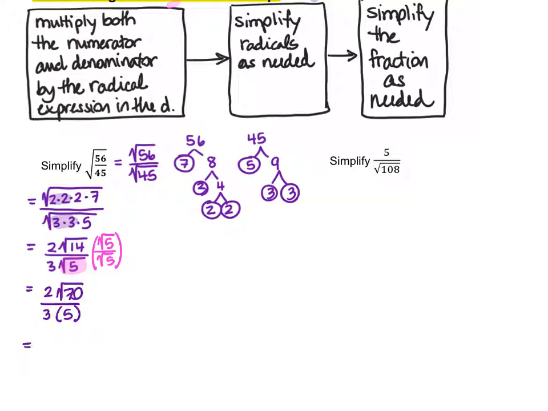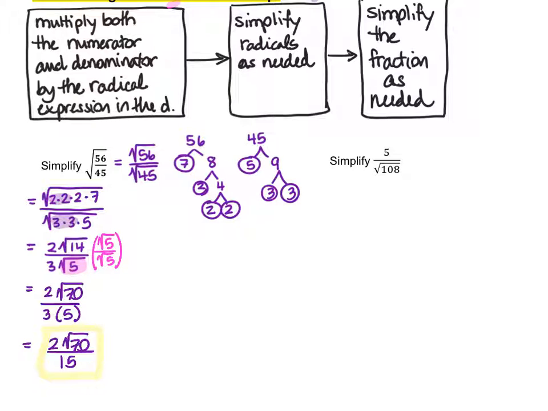That's going to give us a final answer of 2 times the square root of 70 over 15. And you're probably thinking that that doesn't actually look like a very simplified answer, but it is. So we multiplied both the numerator and denominator by the radical expression in the denominator. Then we simplified the radicals as needed. And last of all, we would have simplified the fraction, but it wasn't necessary.